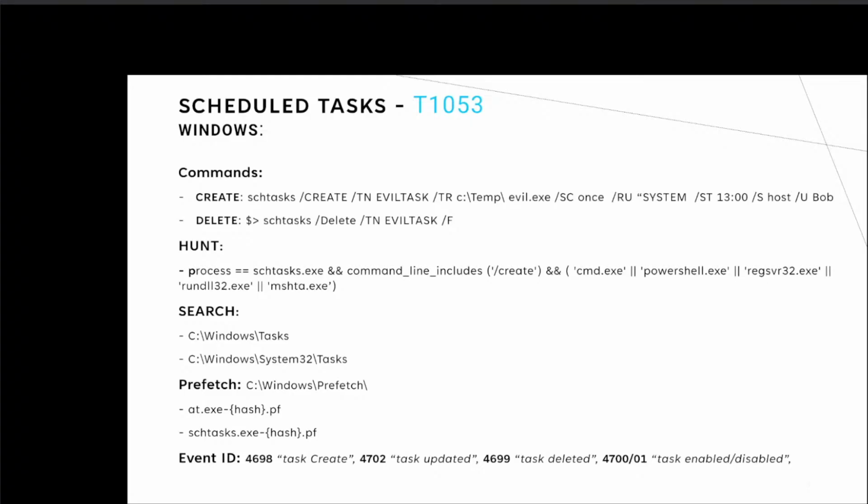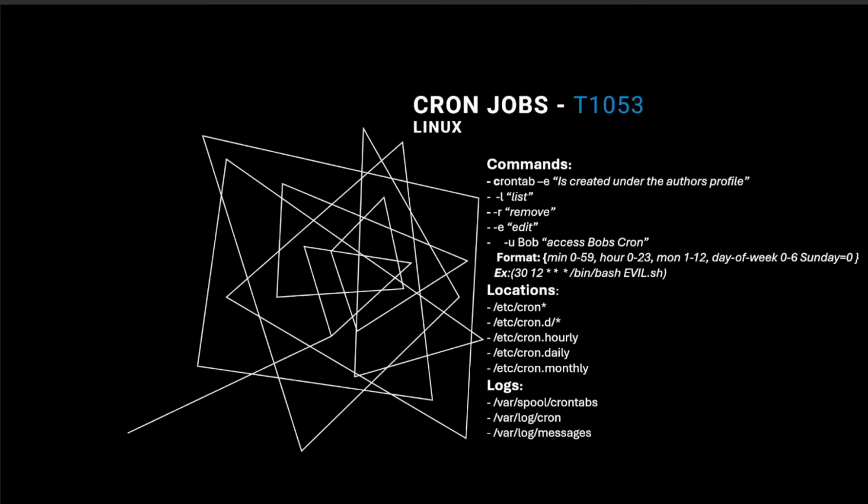You can search for the specific scheduled tasks in Windows Tasks and System32 tasks. Different tools that can be used to create them are at and schtasks.exe. You have the commands listed there if you want to take this later. And then the event IDs for creating, updating, and deleting, and then disabling and enabling. Cron jobs are the equivalent in Linux, if you didn't know.